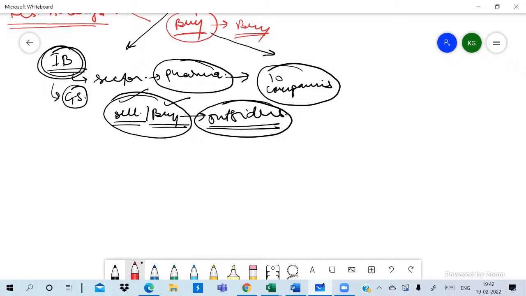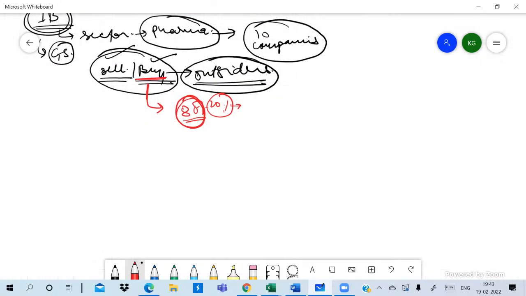Bias towards buy. They will generally give more buy recommendations and fewer sell recommendations. Why? If you look at the ratio, it is somewhere around 80% to 20%. So if they give you 10 reports, 8 reports will say buy, and the remaining 2 reports will be on sell. That's how skewed the ratio is.